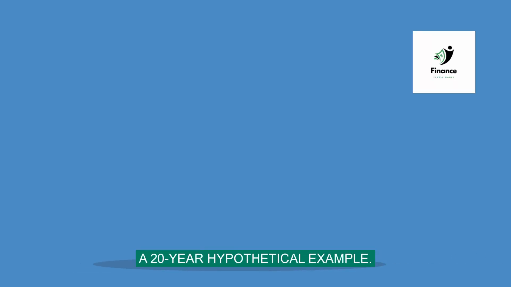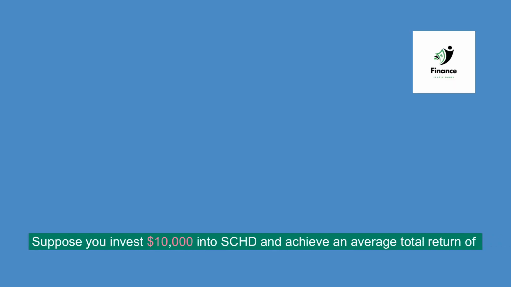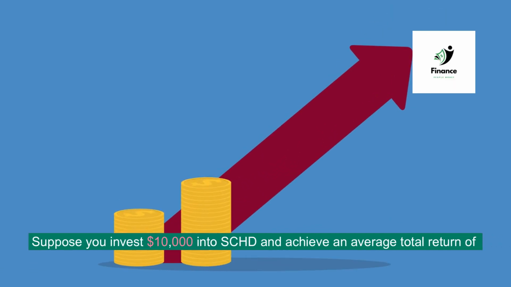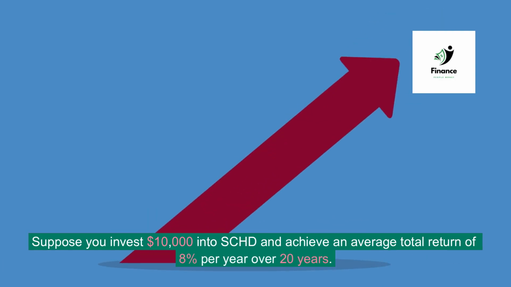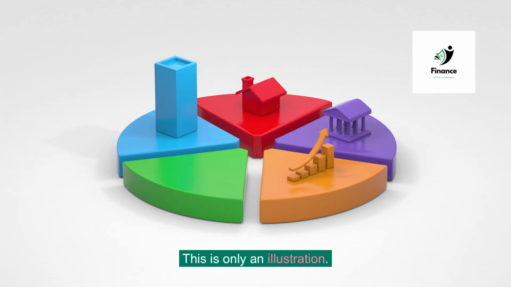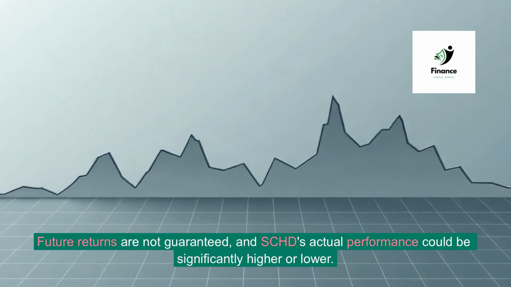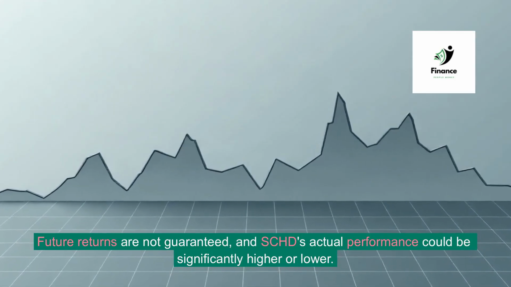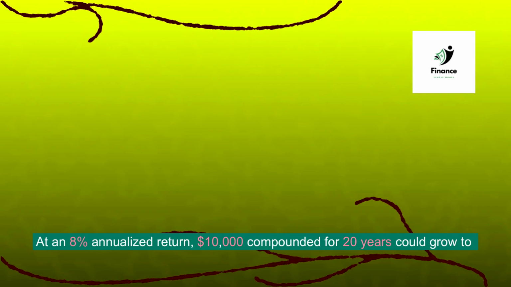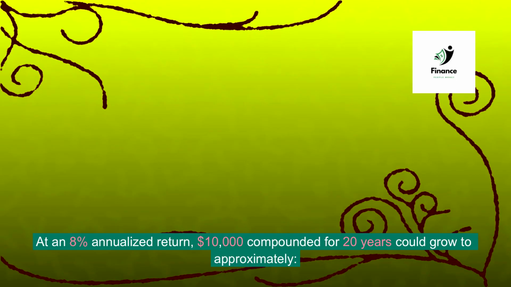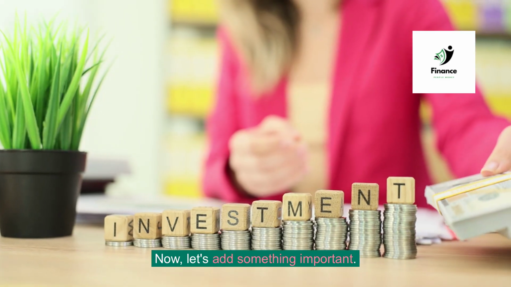A 20-year hypothetical example. Let's look at a simple hypothetical example. Suppose you invest $10,000 into SCHD and achieve an average total return of 8% per year over 20 years. This is only an illustration. Future returns are not guaranteed, and SCHD's actual performance could be significantly higher or lower. At an 8% annualized return, $10,000 compounded for 20 years could grow to approximately $46,600.